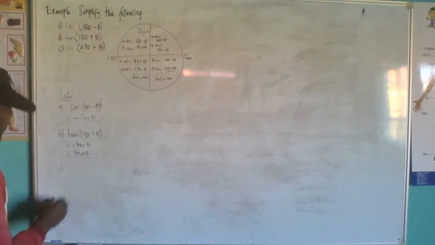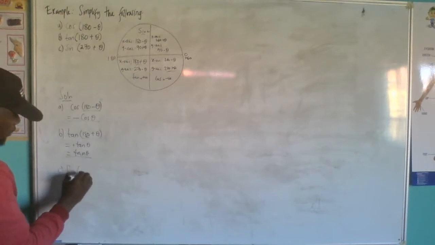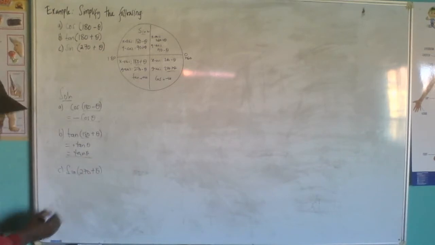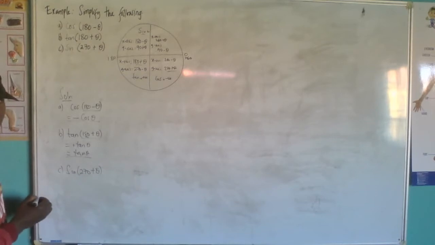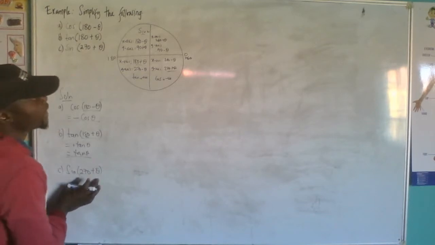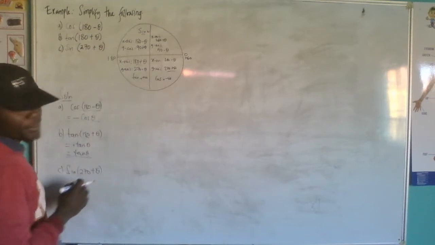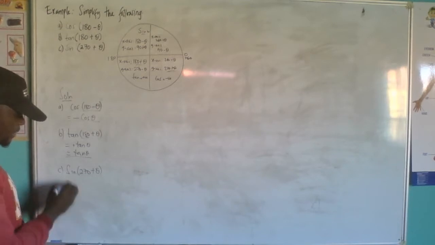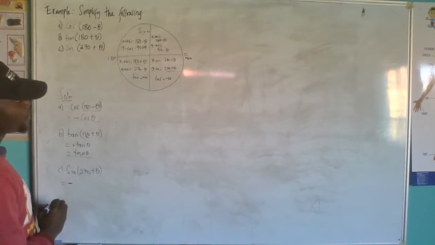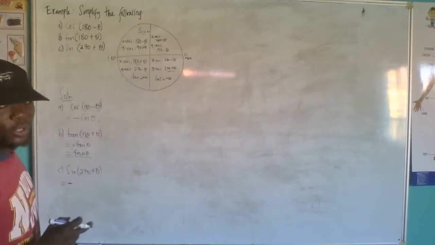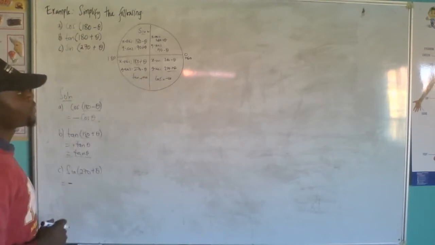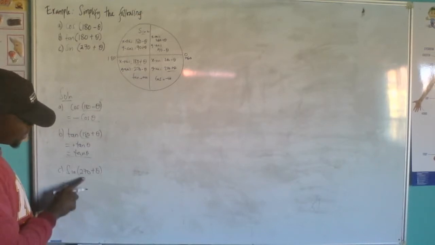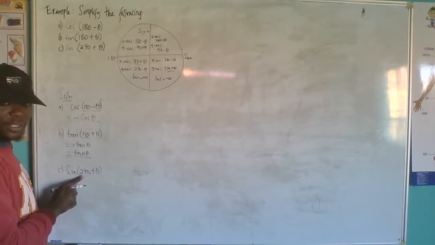The next one, which is C, which is sine 270 plus theta. Now, first thing again, where is this angle extracted from? On the CAST diagram, this angle is found in the fourth quadrant. Fine. In the fourth quadrant, what happens to sine? Sine is negative, because only cos is positive in the fourth quadrant. So if sine is negative, then I ask myself, the special angle is 270.